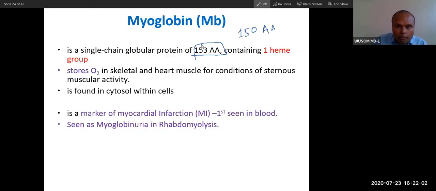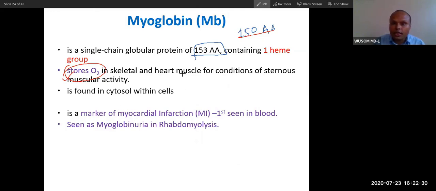So this myoglobin is about 150 amino acids, and the function of myoglobin is to store oxygen. It is not for transportation. This is a very basic difference between hemoglobin and myoglobin. Function of myoglobin is to store oxygen. Why? I will tell you. The function is to store oxygen, not transportation of oxygen, because it is present inside the cells of muscle.